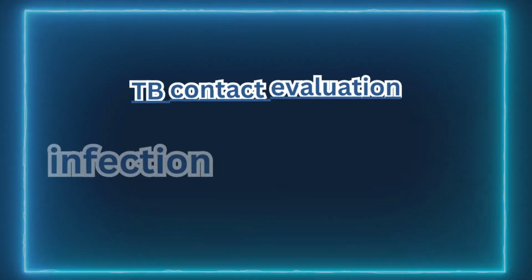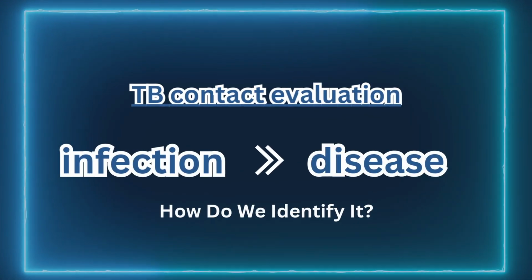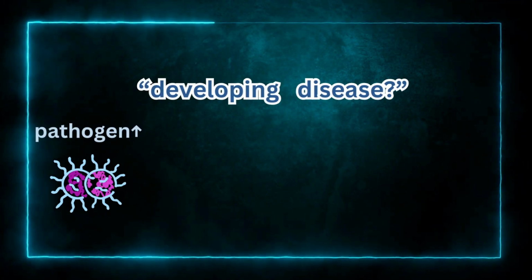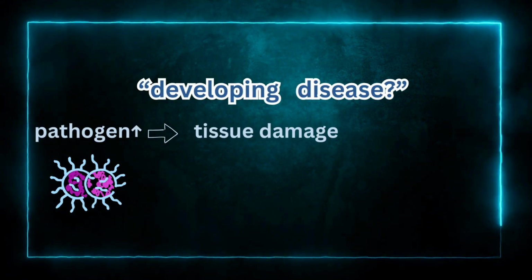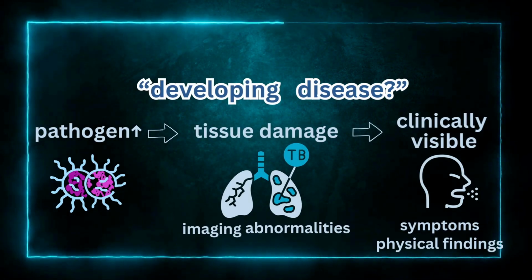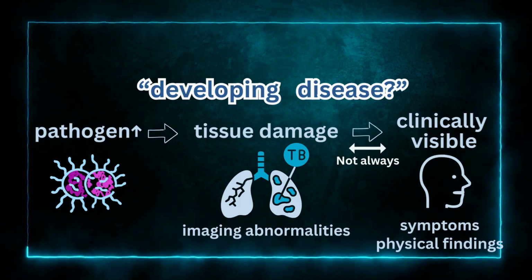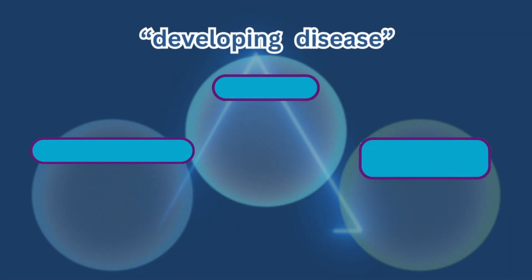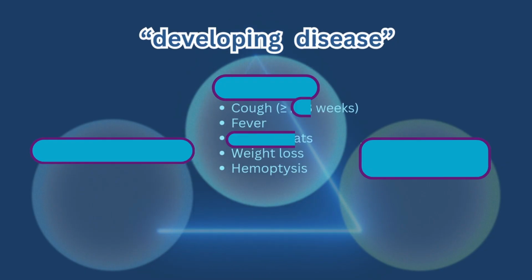Next, let's clarify what developing disease actually means. To develop disease means this: a pathogen is replicating inside the body, causing tissue damage, and that damage becomes clinically visible as symptoms, physical findings, or imaging abnormalities. In USMLE thinking, you only need one of the following three to say that a patient has developed disease.